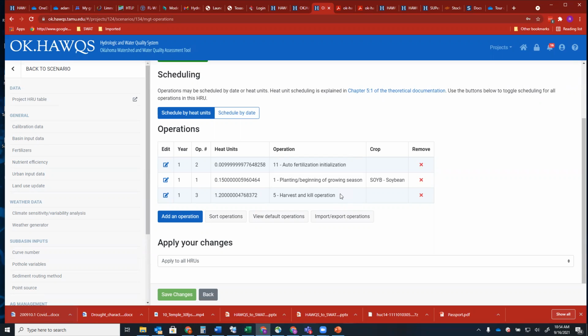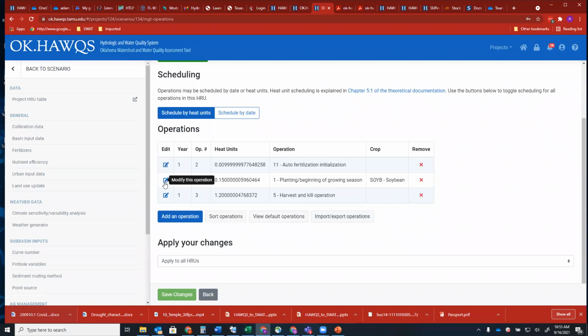For example, I'm going to completely remove this and add a new one, okay? So I'm going to modify. Anytime you see an icon like this, that means you can edit that operation. Or you can delete this operation and add your own operations. You can also import and export, meaning you can export this whole data onto a local hard drive, make any changes, then re-import them back into your HAWQS system. So that is an option also.